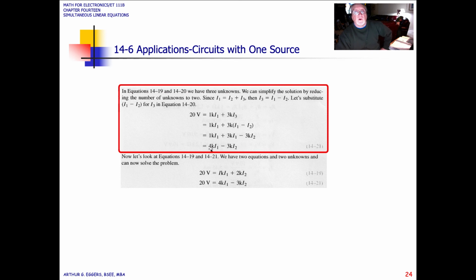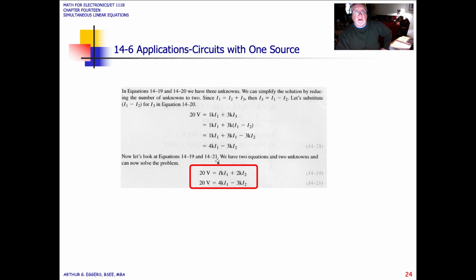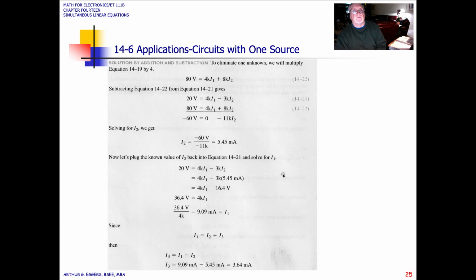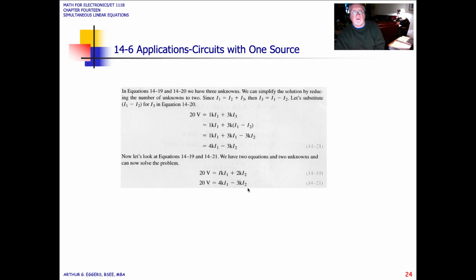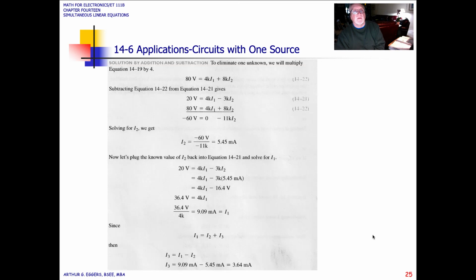So we're left with 4K I1 minus 3K I2. Now let's look at the equations, where we have two equations and two unknowns, and solve the problem. 20 volts is equal to 1K I1 plus 2K I2. 20 volts is also equal to 4K I1 minus 3K I2, which is the value that we just solved for in the previous step. Okay, so we've got that solved to that point.